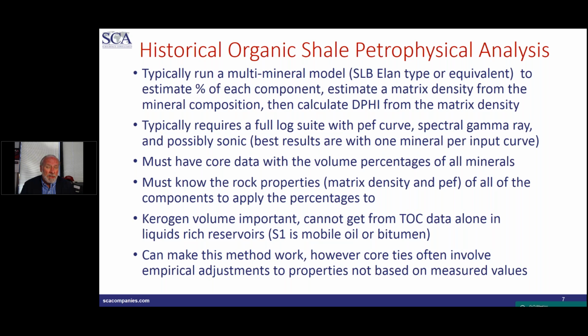Typically you have to have a full suite of logs. And in the past, you can stretch it somewhat, but usually one input per output is pretty stable. So you probably need a PE curve and everything along with the regular triple combo, even maybe a sonic log, to define all the minerals that you need to define. And then you have to have core data, which is pretty much the same for everything. Both methods have to use core data to give your volume percentage of the minerals. And then you have to know the rock properties of the individual components, which for your main ones, your calcite, quartz, things like that, are pretty well documented. One thing that's not well documented is your kerogen content, your kerogen volume, and your kerogen properties.